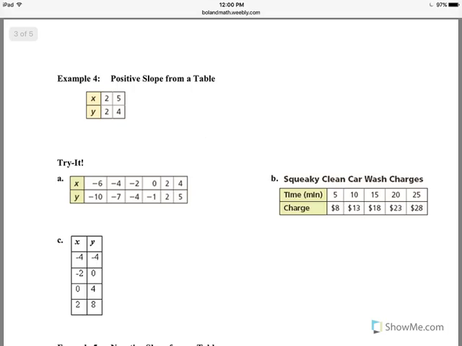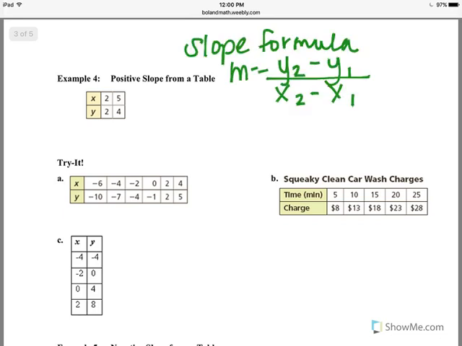All right, now we're going to calculate the slope using a table. So you need to write down the slope formula. If you have a table, you're going to use the slope formula to calculate the slope.